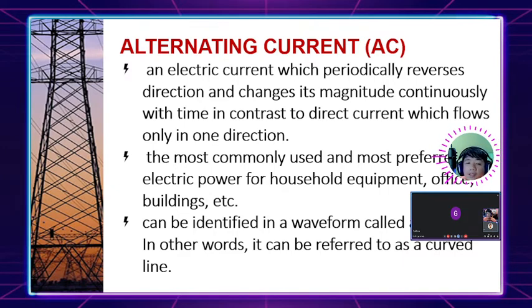Kumbaga, itong alternating current, class, ito yung source type of current na ginagamit natin sa mga bahay, to power household equipment, mga offices, and buildings. Diba? And even to your household or residential. Yan po ang karaniwan nating ginagamit. The alternating current. It can be identified in a form of a wave. In other words, it can be referred to as a curved line.